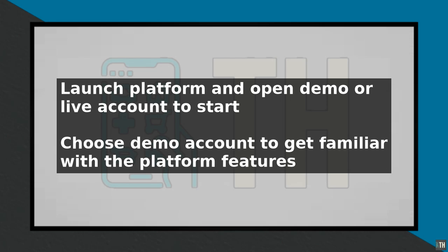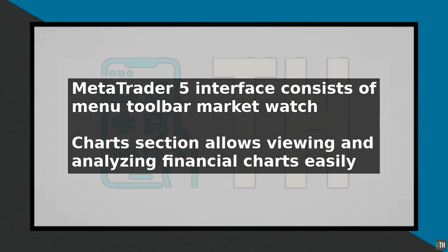Once you have logged in, you will see the MetaTrader 5 interface, which consists of several sections including the menu, toolbar, market watch, and charts. The menu section provides access to various platform features such as file, edit, and view. The toolbar section provides quick access to frequently used functions such as new order and chart.